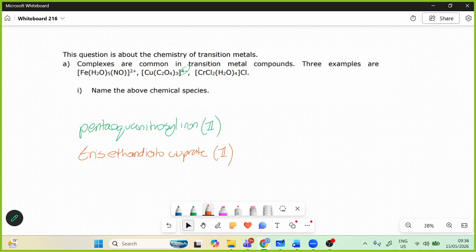The last one, you have aqua and you have chloro. So the last one will be tetra aqua di chloro copper. Sorry, chromium, not copper. Chromium 3 chloride.